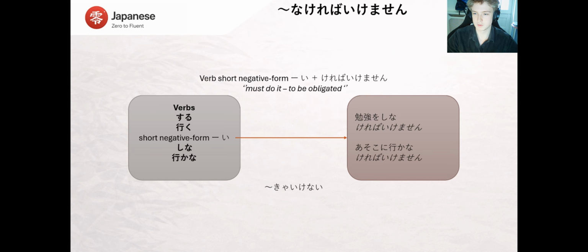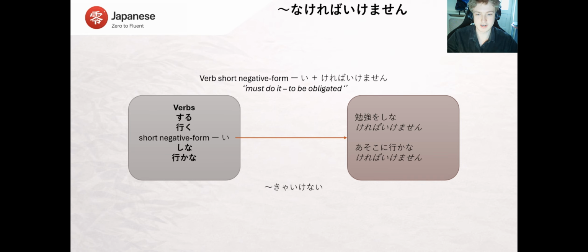So for these two verbs I have here, する and 行く, putting them in the short negative form would be しない and 行かない. Getting rid of that い is しな and 行かな. So for the first example where you use the しない, it is this: 勉強をしなければいけません. So I have to study. For the other one, あそこ, so over there, に行かなければいけません. So I have to go over there.